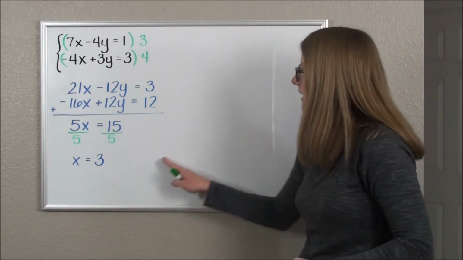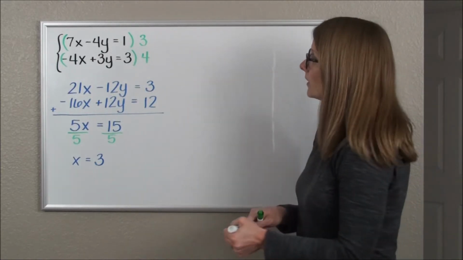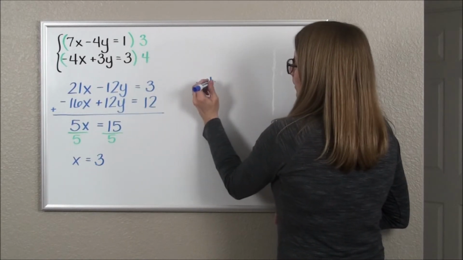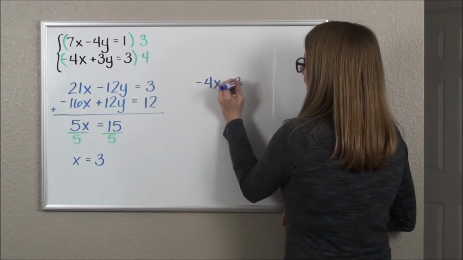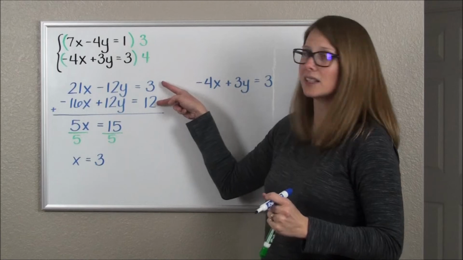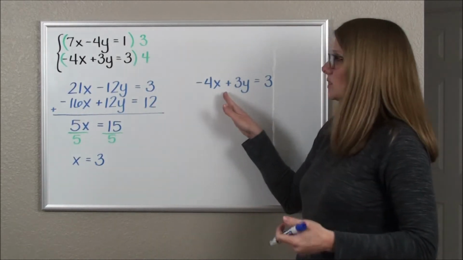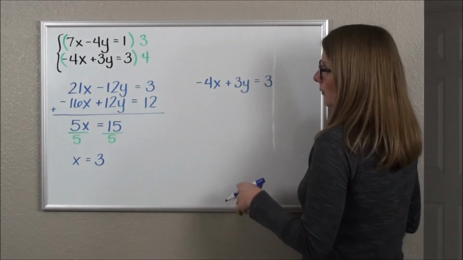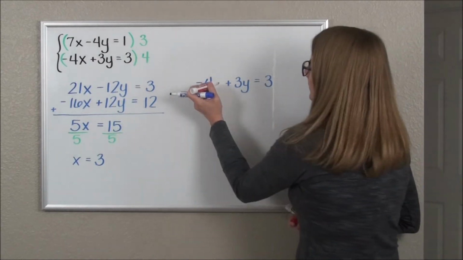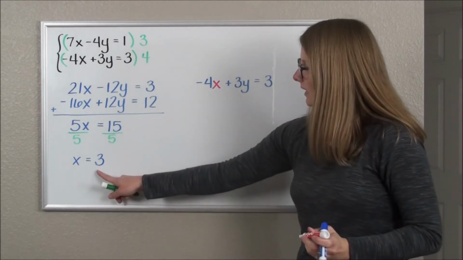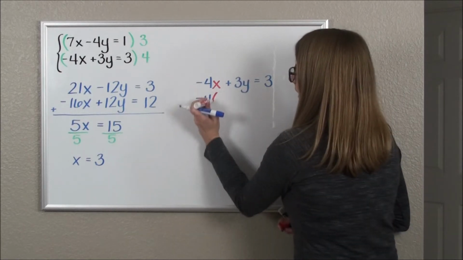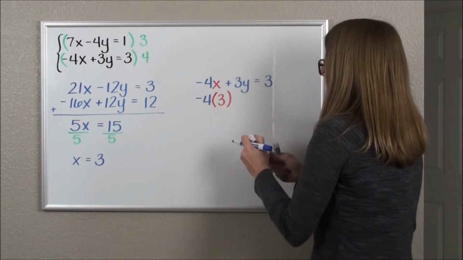Now our job is to take that x value and plug it into one of the originals. Let's do the second original. Negative 4x plus 3y equals 3. It doesn't actually matter which equation you plug this into because we technically already used both equations. So this is just me randomly picking the second one. But where I see the letter x in my original equation, I will now replace that x with the number 3, which is its value. So instead of x, I have 3. Everything else will stay the same.